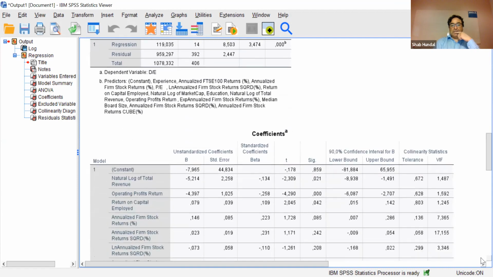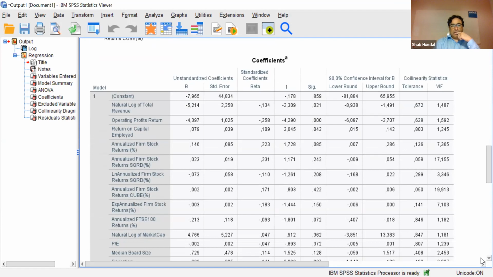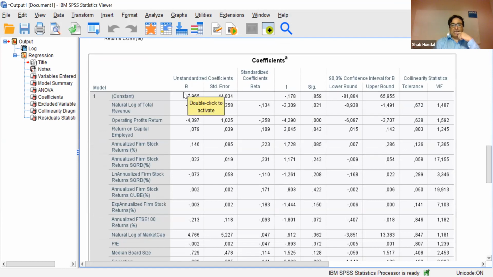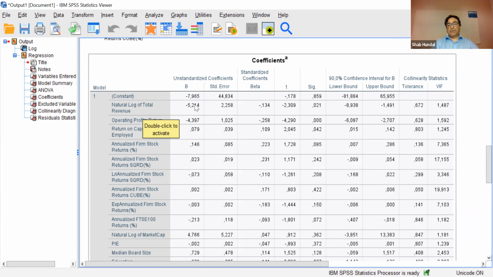And as we go down, we can see the coefficients. Here, you don't have to worry about anything else, except that you should be looking at the B value, the unstandardized beta you can call it, and the significance value. I will not even give much care to the T value, because if significance is fine, then the T value is also reflecting accordingly. Anyway, you can see here that the total revenue is negatively related to our debt to equity ratio. It means that the companies who have more revenue borrow less, basically. And this we can say with 2% level of significance.